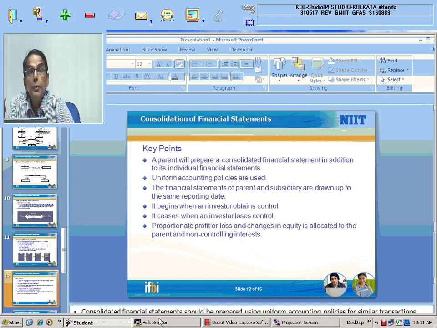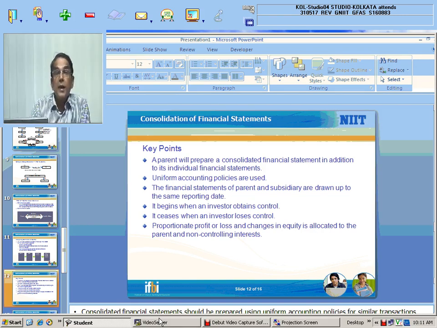If the parent company owns 100%, then the entire 100% will be allocated to the parent. But if the parent company owns 60% of the shares of the subsidiary, then 60% of the profit, or 60% of the changes in various equity components, will be allocated to the parent company, and the remaining 40% will be allocated to the non-controlling interest.